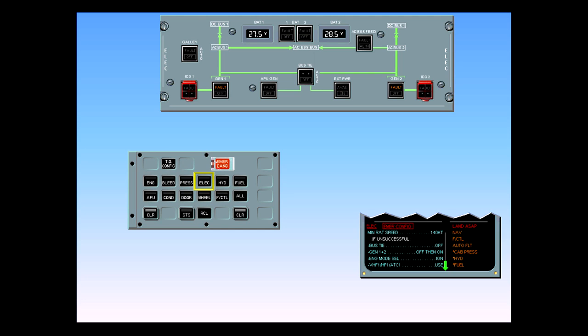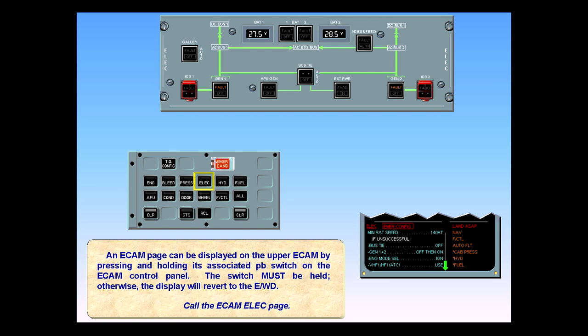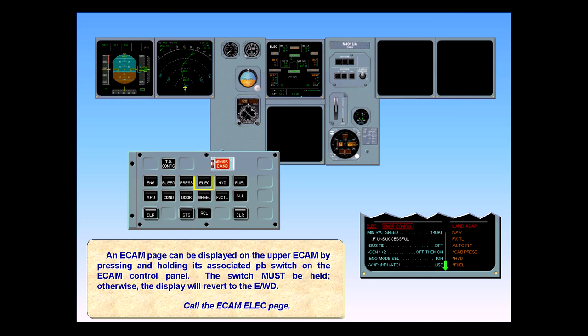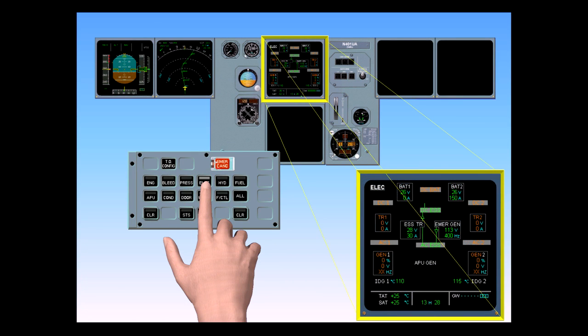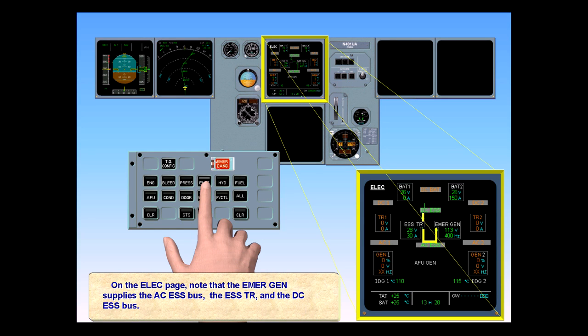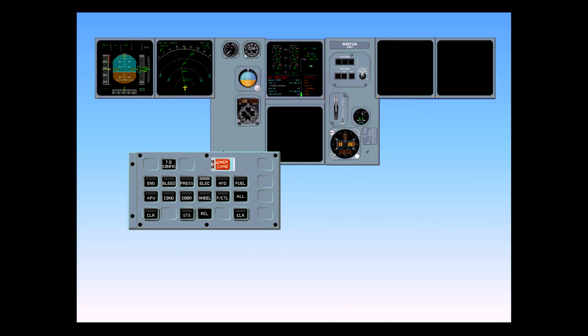Call the ECAM electric page. On the electric page, note that the emergency generator supplies the AC essential bus, the essential TR, and the DC essential bus. By releasing the ECAM electric push button, the engine warning display is again displayed on the upper ECAM.